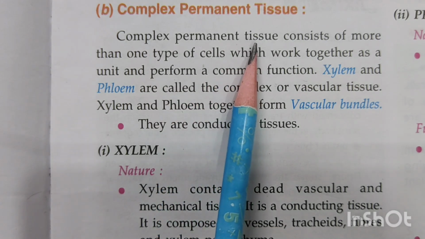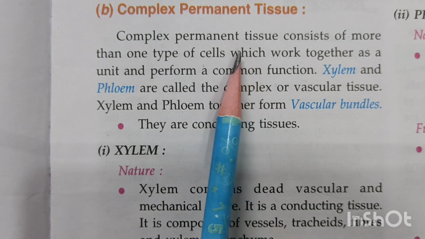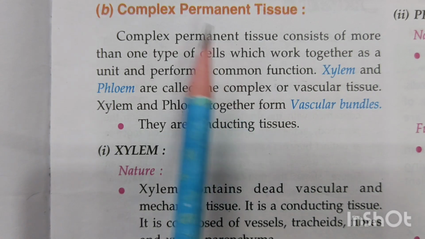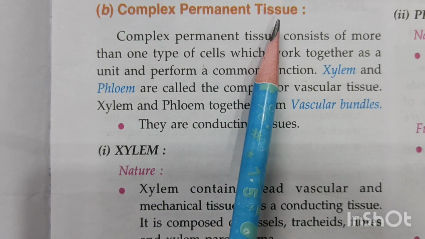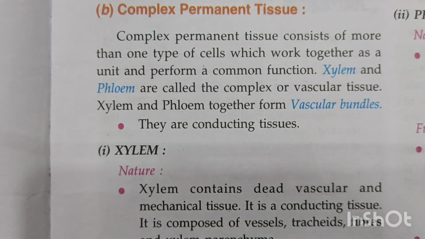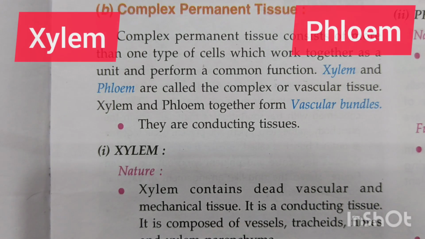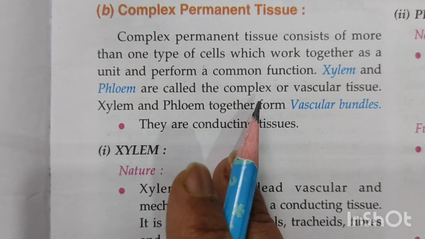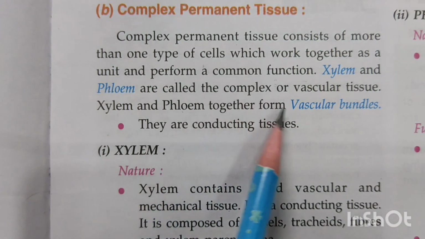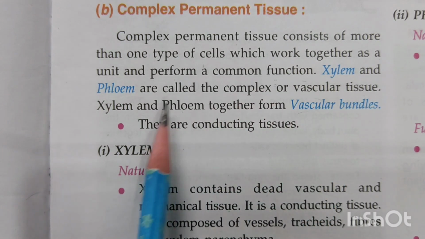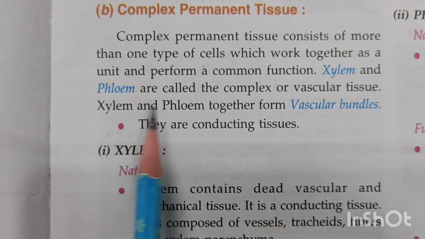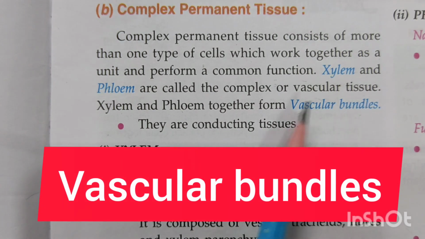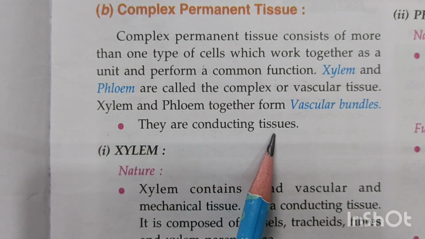But when this tissue consists of certain cells that are different, but they are all working together for a common function, it is known as a complex permanent tissue. Under complex permanent tissue, children, we have two, that is xylem and phloem. They are together known as the complex permanent tissue, or you call them vascular tissues. Underline this line, children. Xylem and phloem together are known as vascular bundles. They are also called, children, conducting tissue.